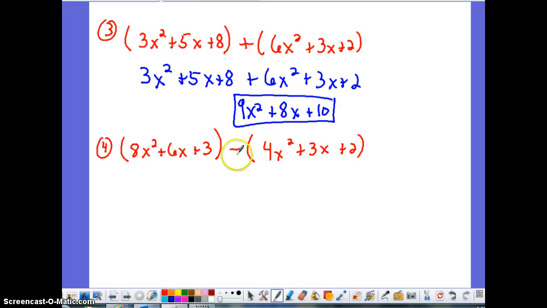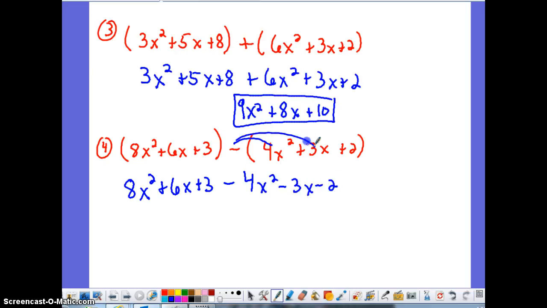Number four, again, you see the subtraction sign, so you're going to have to distribute that subtraction sign throughout the second polynomial there. So this is going to become minus 4x squared, a minus 3x, and a minus 2. Again, you're distributing this to every one of those three terms in the second half. So when I finish out now, 8x squared minus 4x squared gives me a 4x squared. 6x minus 3x gives me a positive 3x. And then finally, 3 minus 2 gives me a plus 1.